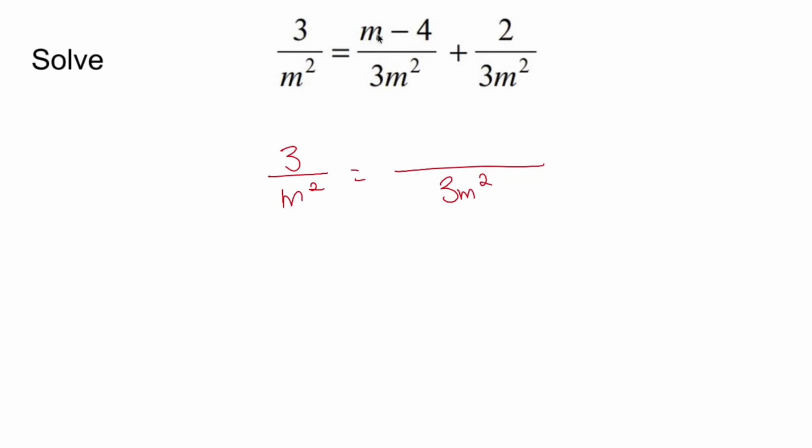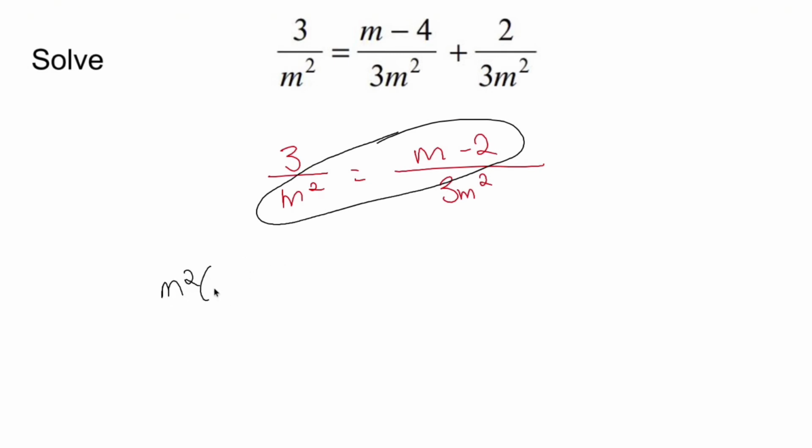I have m minus 4 plus 2, which is going to be m minus 2 when you simplify. Now, what I have is a proportion. Crisscross applesauce, cross multiply and divide. So I'm going to have m squared times m minus 2 equals 3 times 3m squared.